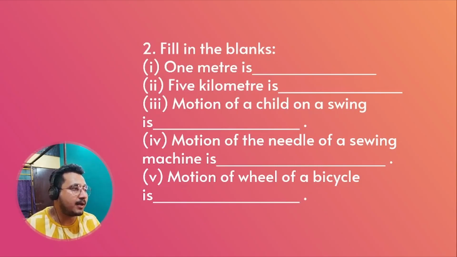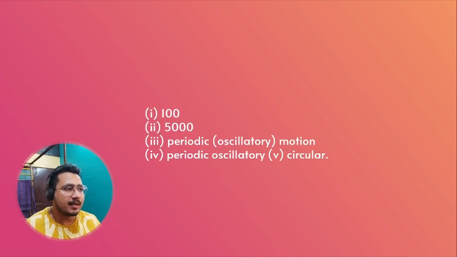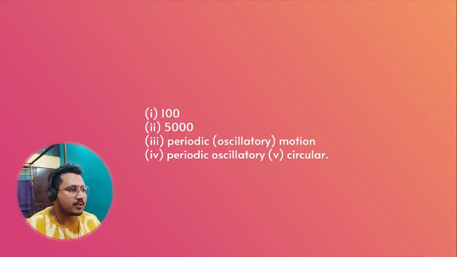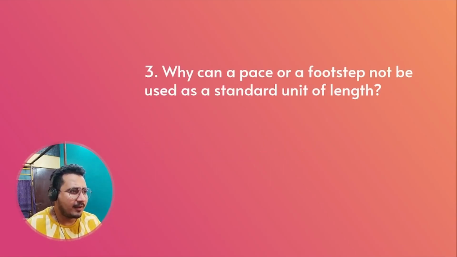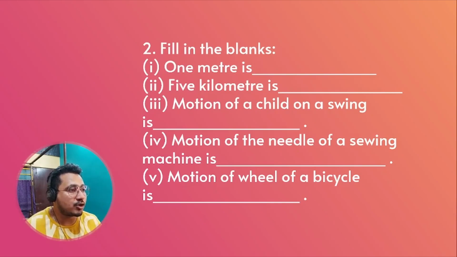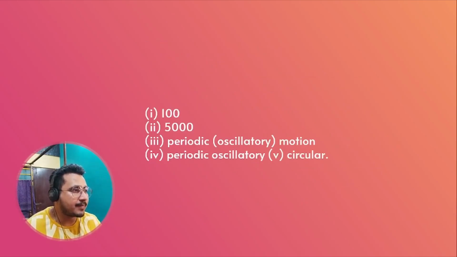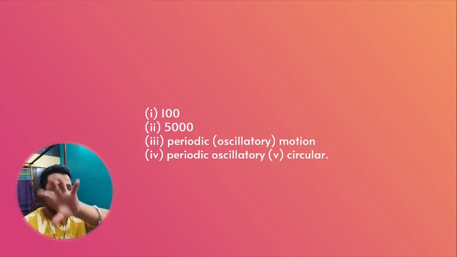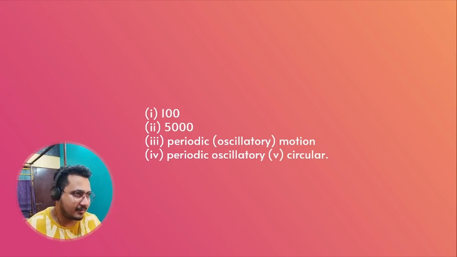And the next question was motion of a needle. That is also a periodic circular... Well, let's check that thing. Motion of a needle of a sewing machine. It is given periodic oscillatory motion. No, that thing is actually wrong. And the last question, motion of a wheel of a bicycle, it's a circular motion, because it is actually spinning in a circle, right?